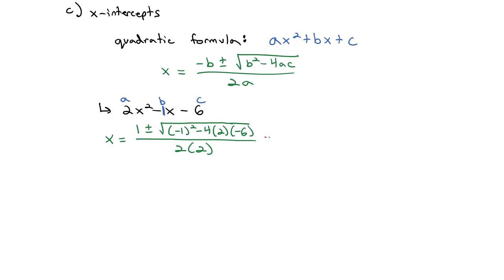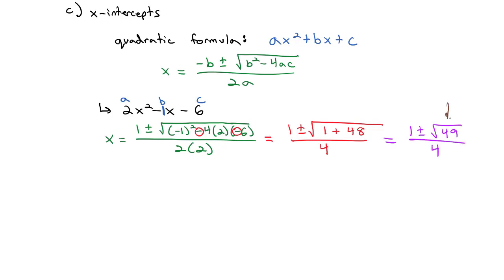And then we just have to simplify this. It takes a few steps. We have 1 plus or minus the square root of 1 squared is 1. Notice I've got two negatives multiplied together. A negative times a negative is a positive. 4 times 2 is 8. 8 times 6 is 48. All over 2 times 2, which is 4. So I have 1 plus or minus the square root of 49 all over 4.